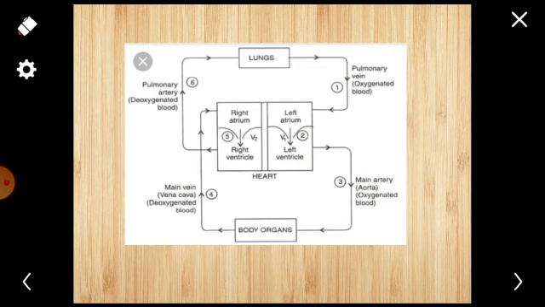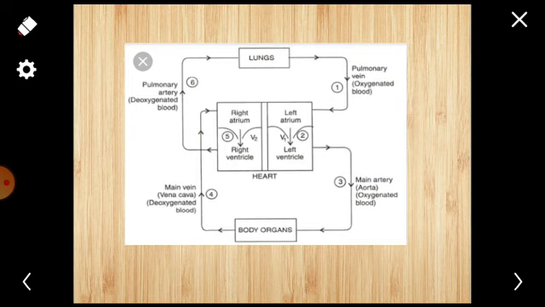In the body parts the blood loses oxygen and takes up carbon dioxide, and now the blood becomes deoxygenated. This deoxygenated blood from the body organs is taken by the vena cava, which is the main vein of our body. Through the vena cava, this deoxygenated blood from the body is sent to the right atrium of our heart.